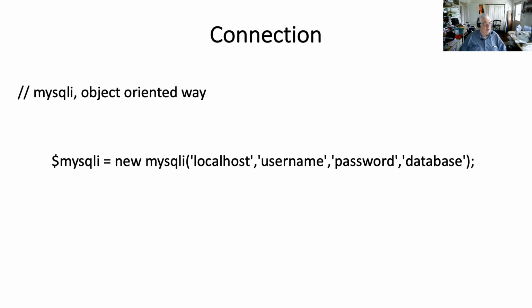Alright, so let's make a connection. We're going to do something like MySQLi equals a new MySQLi. So we're making a new object of class MySQLi, and we've got to pass it the localhost, the username, the password, and the database.